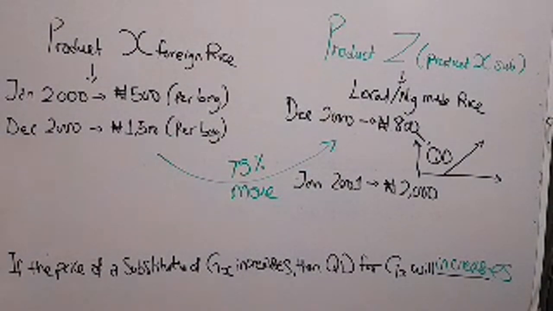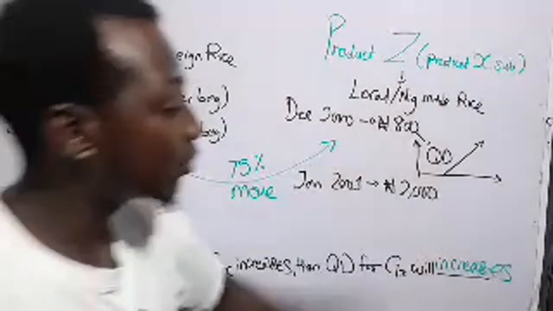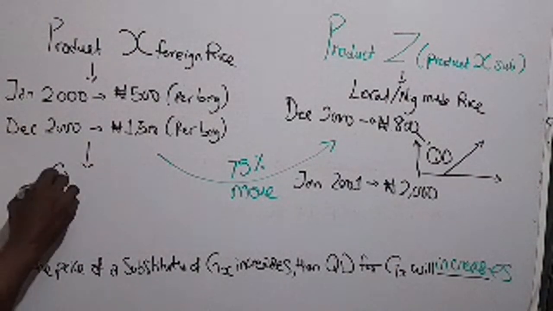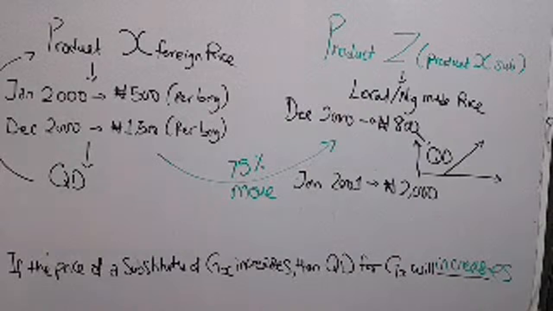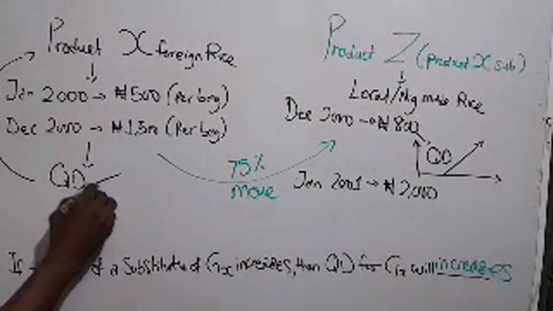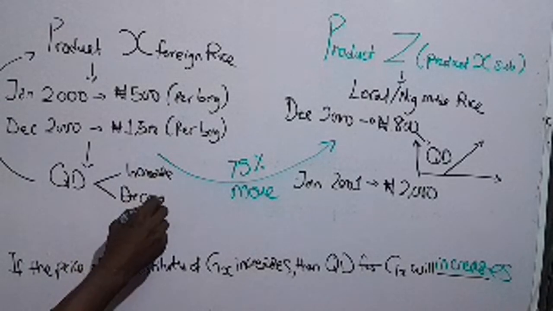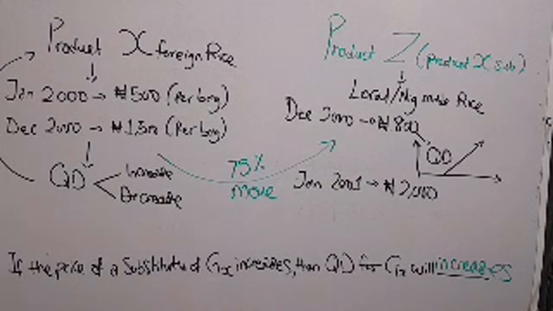What do you think will happen? What do you think will happen to this particular substitute? What will happen to the quantity demanded? What will happen to the QD of this one? Will it increase, or will it decrease? Which one?